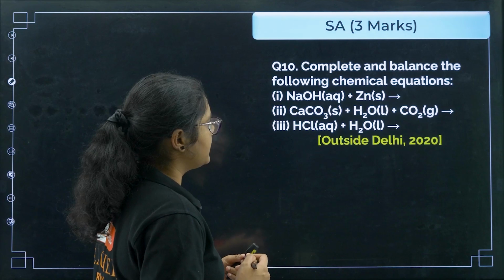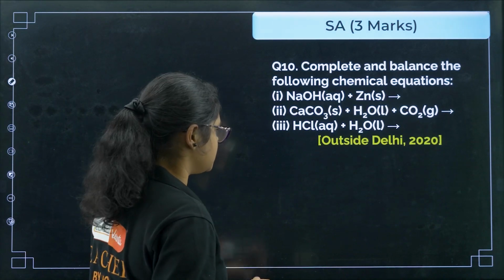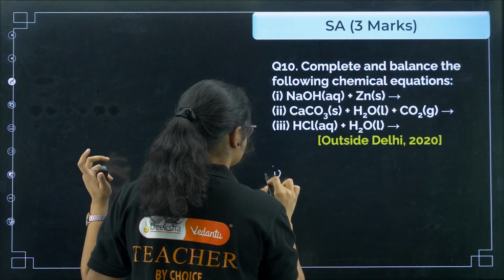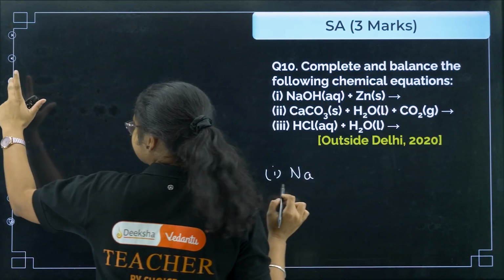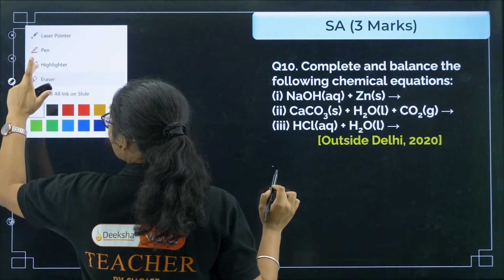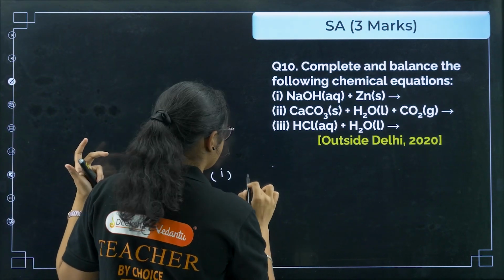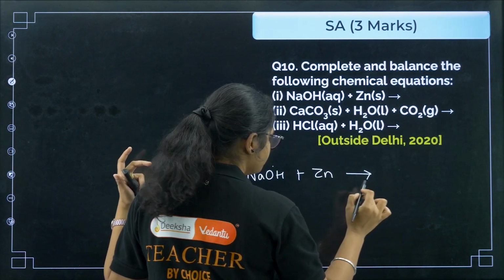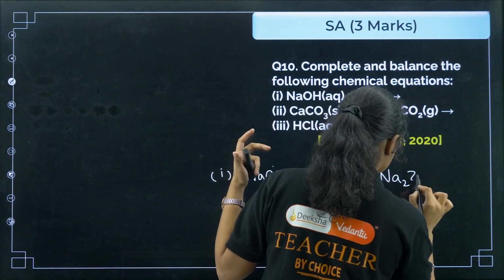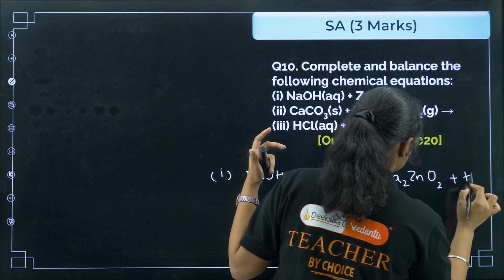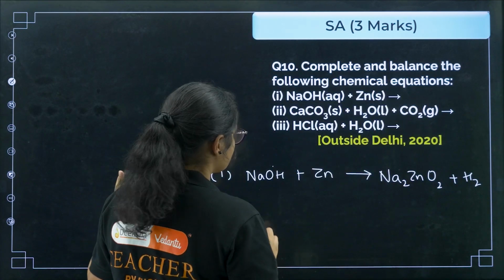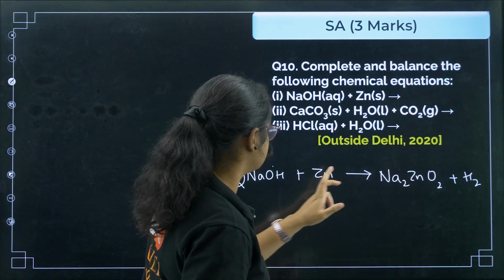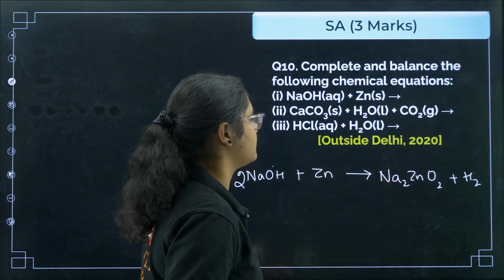Next, question number 10, complete and balance the following chemical equations. So NaOH plus zinc will give you salt plus water. Just now we wrote here. So we have NaOH plus Zn. This will give you sodium zincate, Na2ZnO2 plus H2. Right. So now to balance this, I'll just make 2Na. So 2Na, 2Na, 2 oxygen, 2 oxygen, 2 hydrogen, 2 hydrogen, and zinc 1 is there.